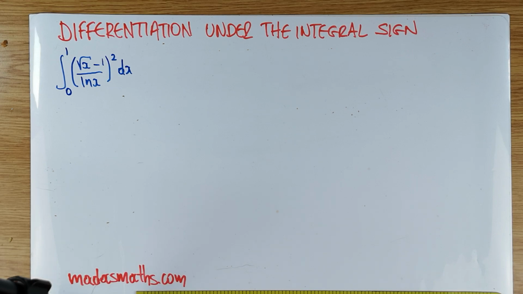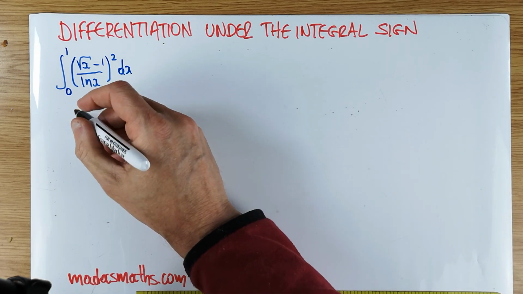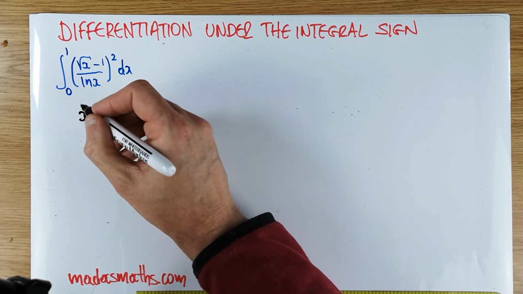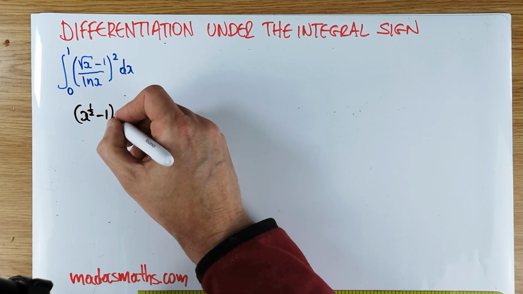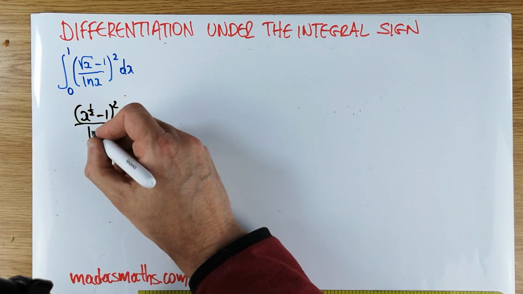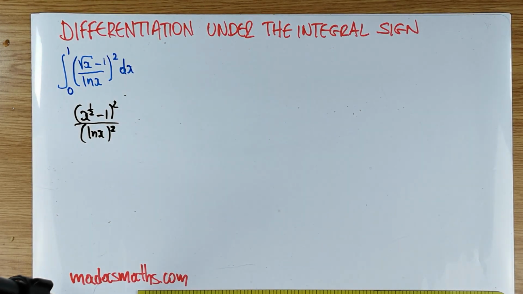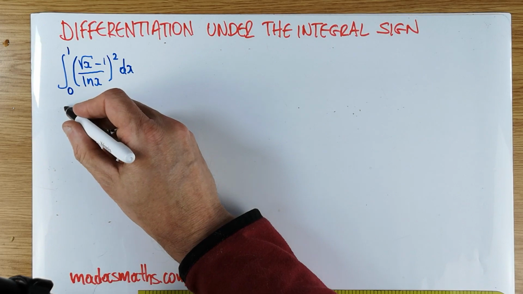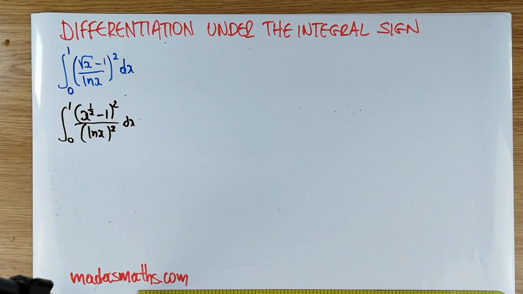So first of all, what we need to do is perhaps rewrite this in index notation: x to the half minus 1 all squared, and let's separate the square that we're having in there into top and bottom separately. So I'm going to look at this particular integral, and of course the rationale for something like that is looking at this log of x all squared on the denominator.